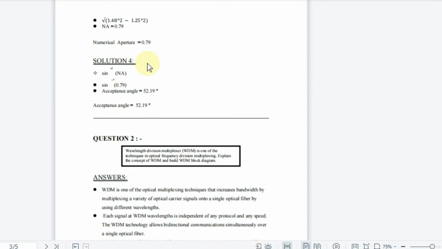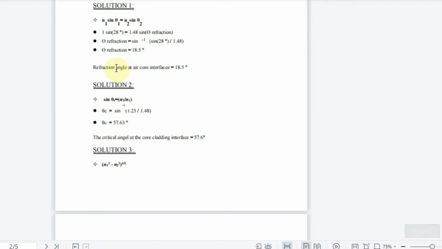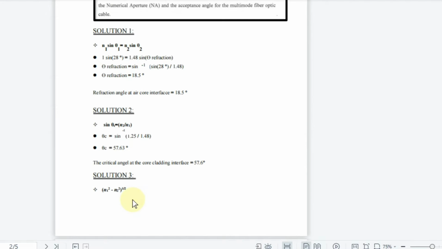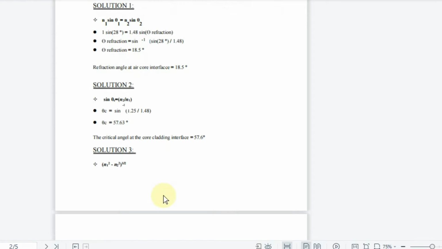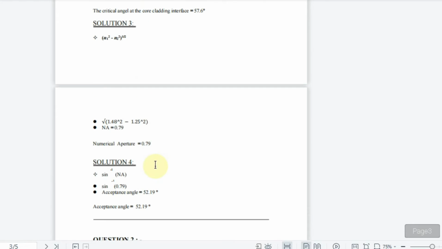And for question 4, they are asking us for the acceptance angle. To calculate the acceptance angle, we need the numerical aperture. That's why we calculate the numerical aperture first. So for the acceptance angle, it is the inverse sine of 0.79, which is the numerical aperture. We get an acceptance angle of 52.19 degrees. To calculate the acceptance angle, we should know the numerical aperture, and to calculate the critical angle, we need the refraction angle at the air-core interface. This is how all these 4 parts are connected. So that's all from me.